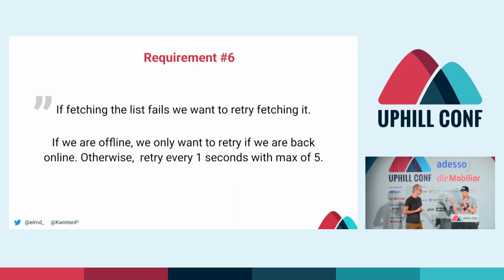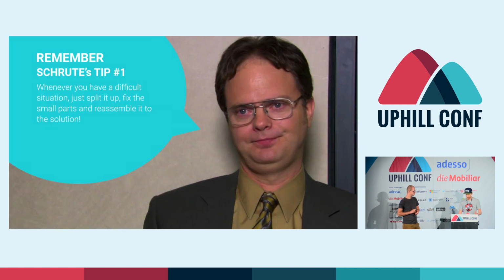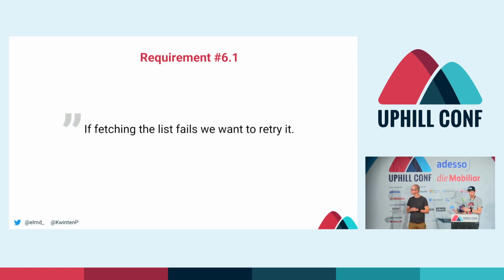How about we just apply a divide and conquer approach again, and we just break it up? So remember truth tip number 1, divide and conquer, split it up, right? Our first sub-requirement would be: if fetching the list fails, we want to retry it. This seems pretty simple with RxJS, and I think there's also a pattern inside of an operator for that.